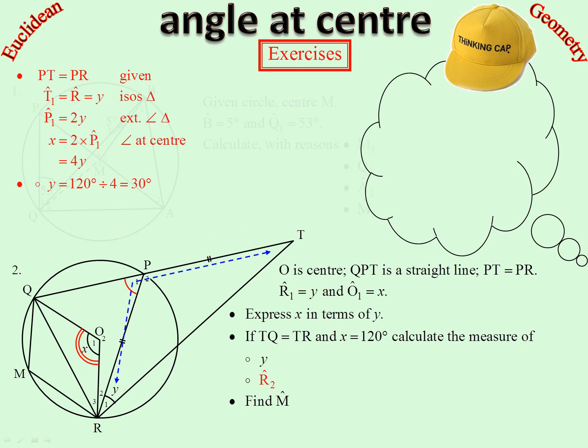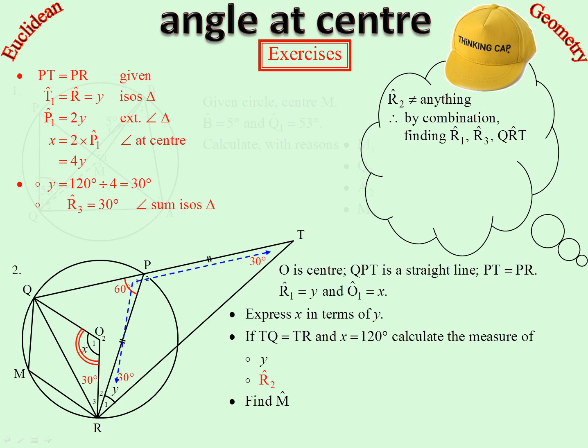Right. Now we have to find R2. And that's sitting in the middle of everywhere. It's not equal to anything, as I've said there, you see. R2 is not equal to anything, so we start looking at combinations. And we can combine this one and that one to get this whole angle there. Maybe that will help, in fact. So if we can find this angle, which we know, and if we can find that whole angle there, QRT, then we can find R2. That's how my thought process has taken me there.